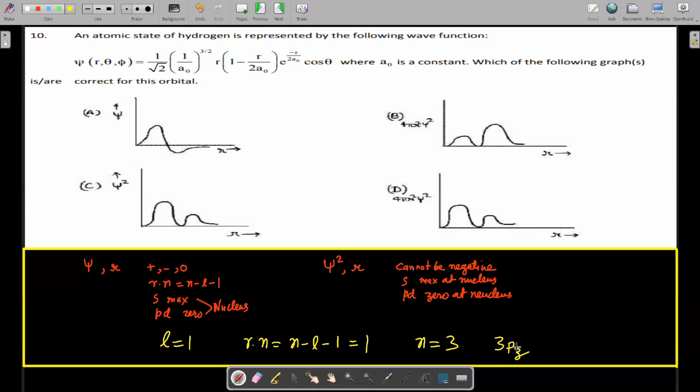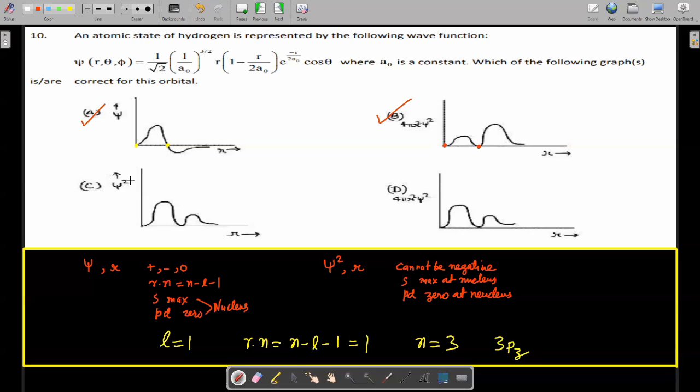So now we have to relate which graph is psi versus r. So we can check here that for p at the nucleus, it will be 0. That is correct. Number of radial nodes will be equal to 1. So that is also correct. So the first graph seems to be correct. First graph is correct. Now B option, radial distribution function starts from origin, there is one radial node. That seems to be correct. This is also a correct option.